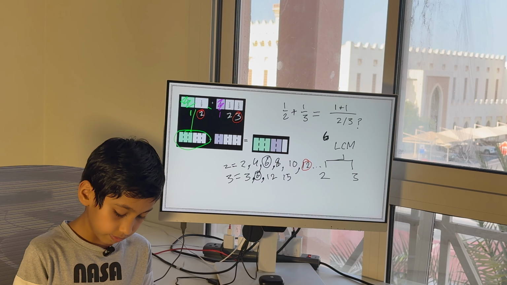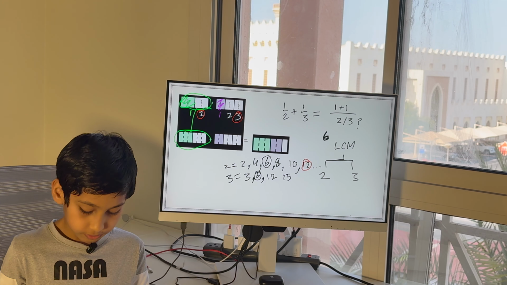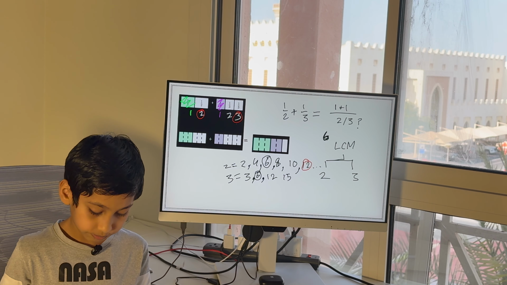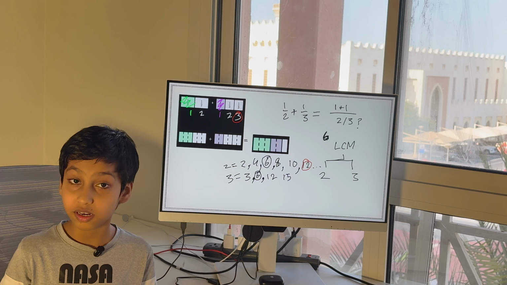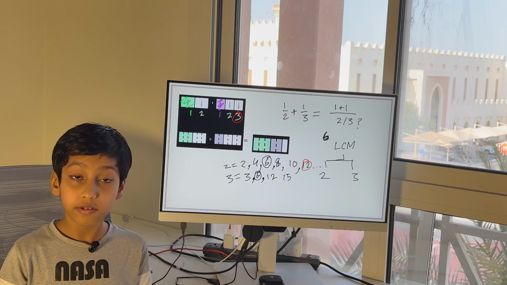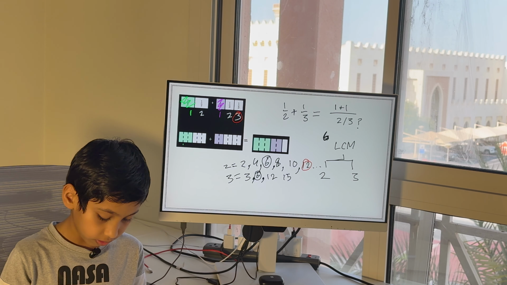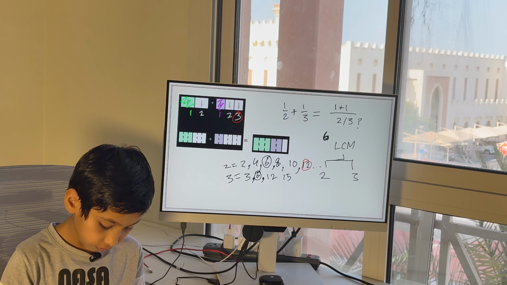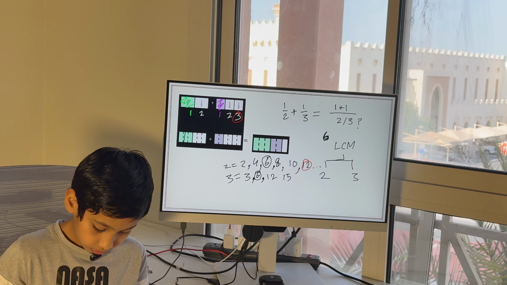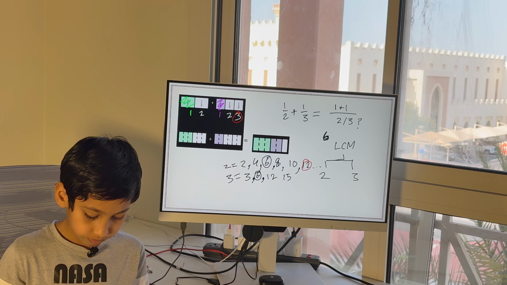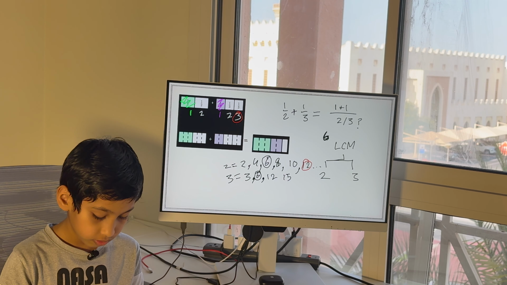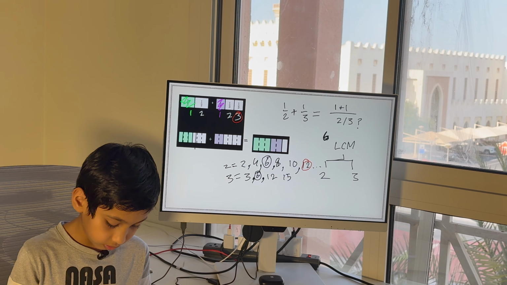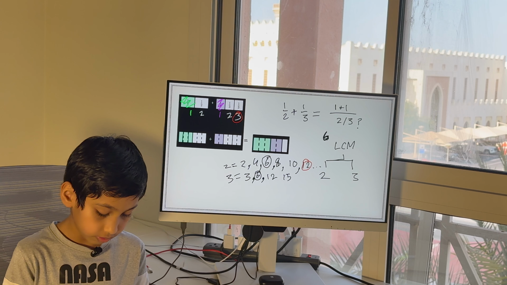It represents the same fraction, right? Same amount of area, right? Even though it's divided into more sections, a few more sections than the old one, still, it is the same. It represents the same fraction. It can represent the same fraction.